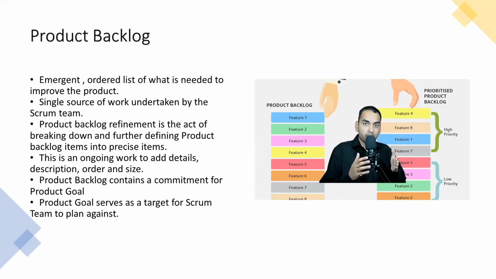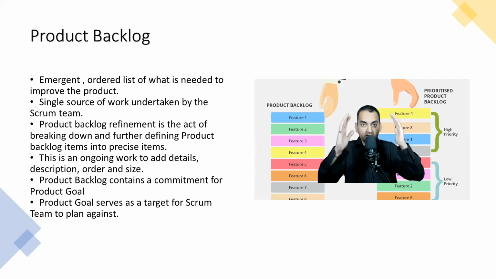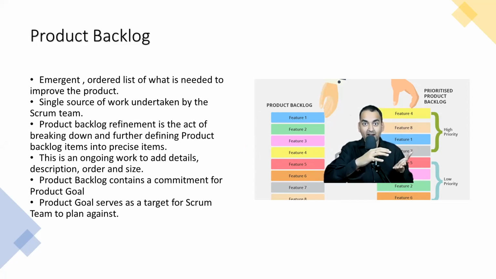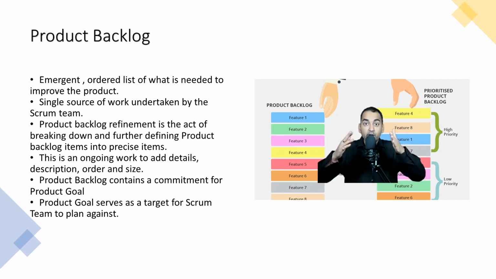So, a product backlog is an emergent ordered list of what is needed to improve the product. It needs to be understood that it's an emergent list. It's not something that is created only once and then the product owner dumps it on top of the Scrum team or the developers. It's an emergent list. So it can happen that you have released your product, but now you need to develop a new version of the product. So you add new features to it. That's one. It's an emergent list.